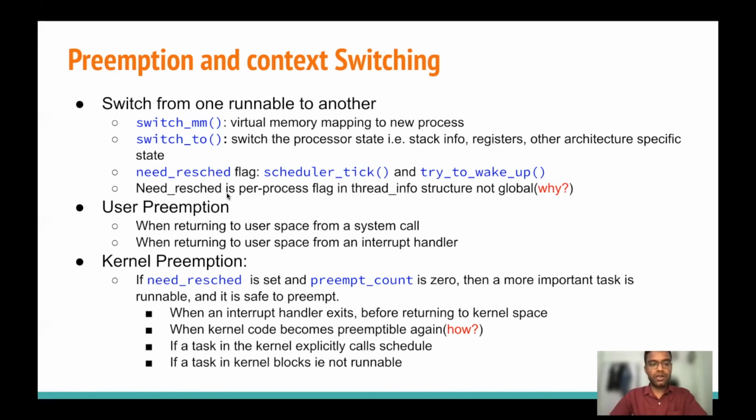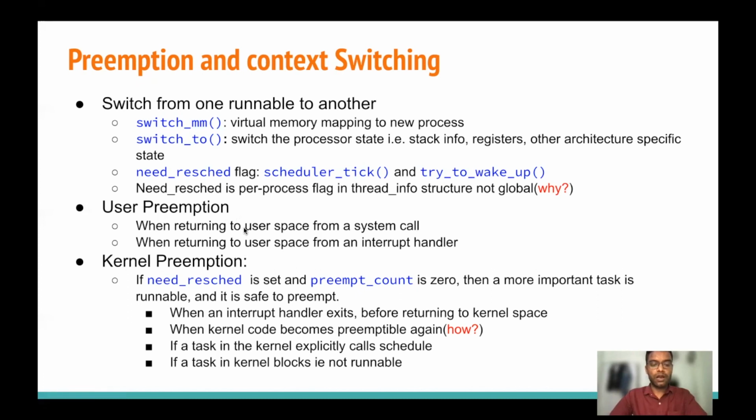So this need rescheduled variable is stored in the thread info structure, and it is not a global variable, because it is very easy to access this value from the task, and it will be readily available in the cache. Now let's see the user space preemption and the kernel space preemption.